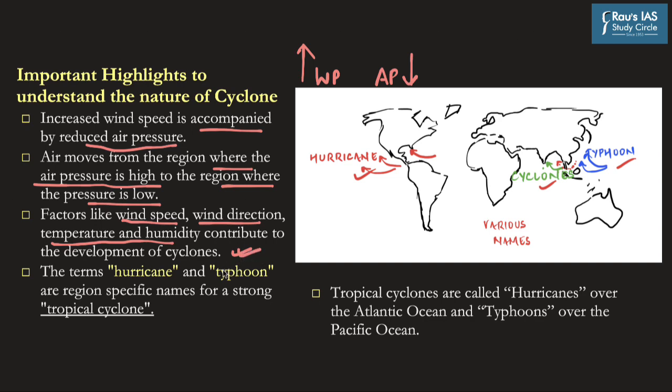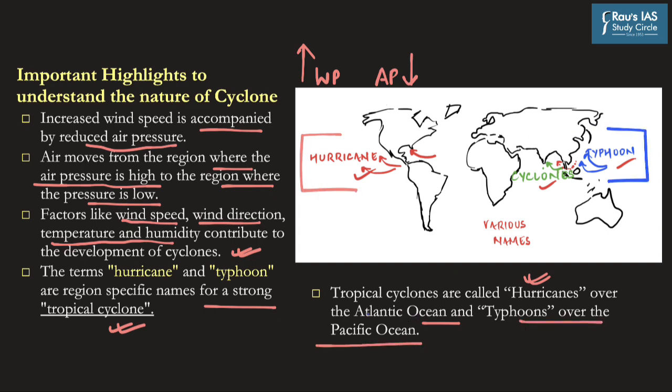Now, another very important aspect is that the terms hurricane and typhoon are region-specific names for strong tropical cyclones. So we see these different names, such as hurricanes over the Atlantic Ocean, as you can see here in this particular map, and typhoons over the Pacific Ocean, as you can see here, are region-specific names. So we understand that these different names for a cyclone are given by the different regions.